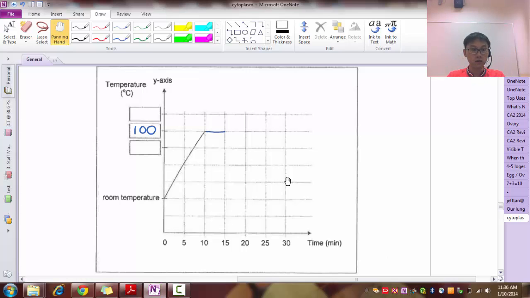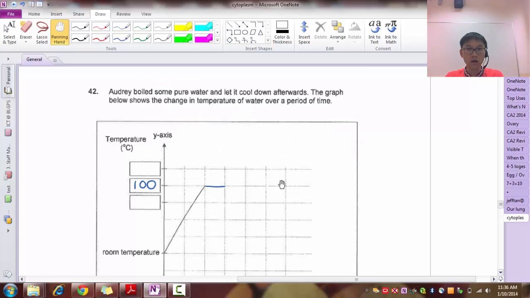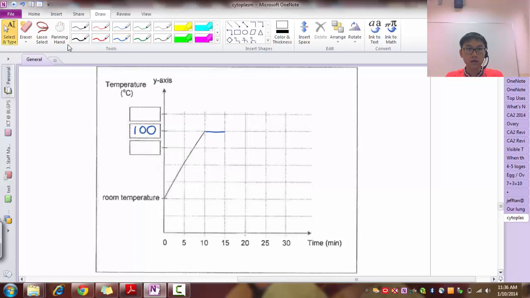Okay, so there are a few ways of drawing the graph. I'm just going to show you one way. Now another thing to note is boiling takes about 10 minutes. Cooling down cannot be so fast because Audrey just left it there. It's not that she put it in the freezer or fridge. So if your graph reaches room temperature in less than 10 minutes, then that's wrong. Okay, so roughly it should look something like this.